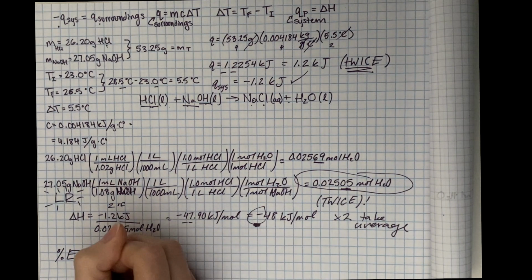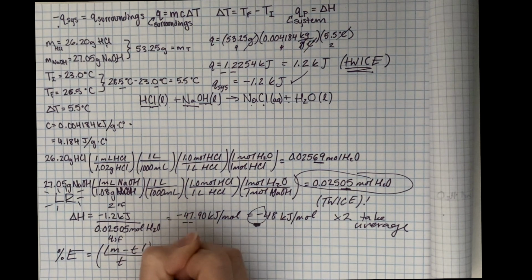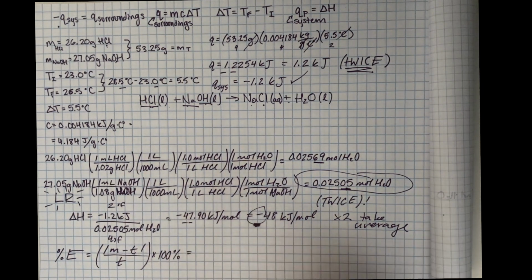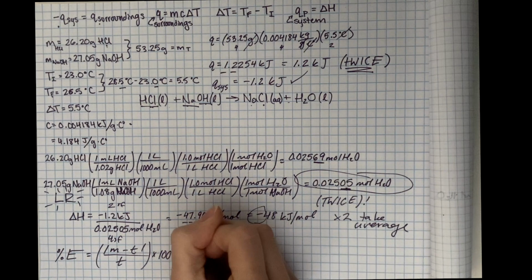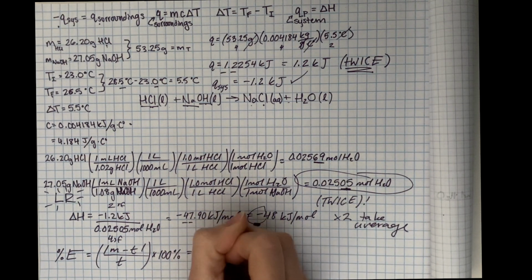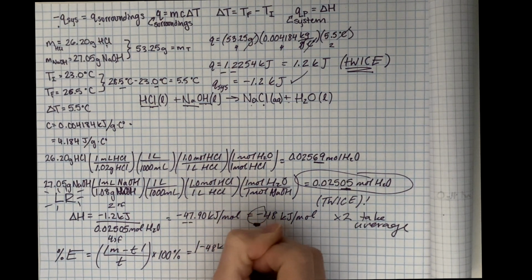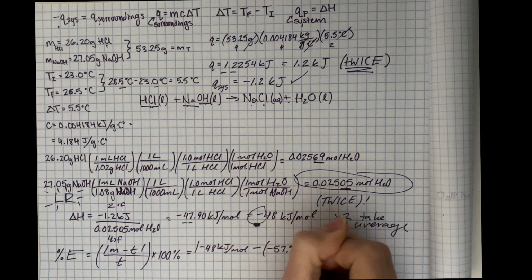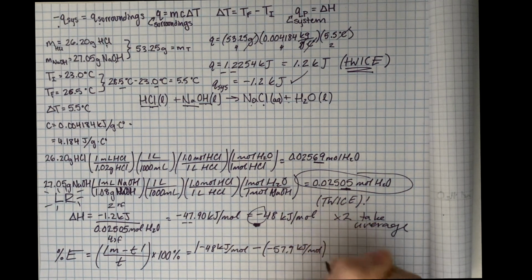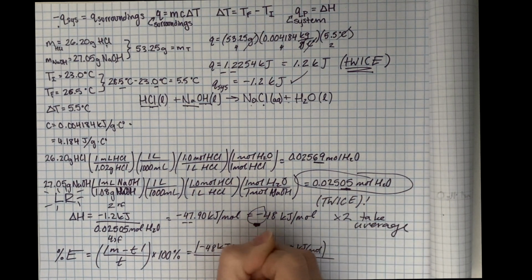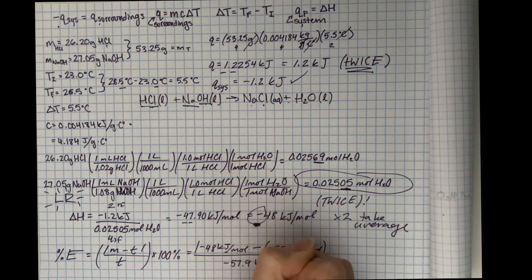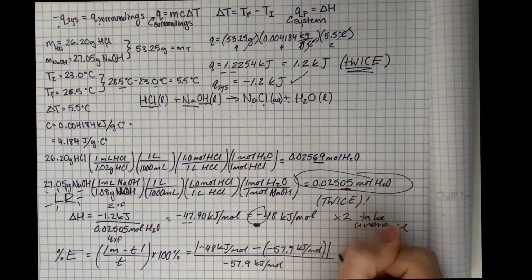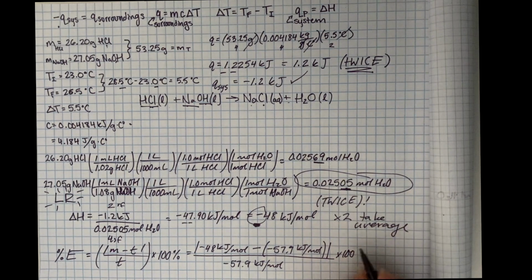So remember, percent error is the absolute value of the measured minus the theoretical over the theoretical times 100%. We'll throw our numbers in here. So absolute value of negative 48 kilojoules per mole minus negative 57.9, which was our theoretical in this lab, all over negative 57.9 kilojoules per mole times 100.